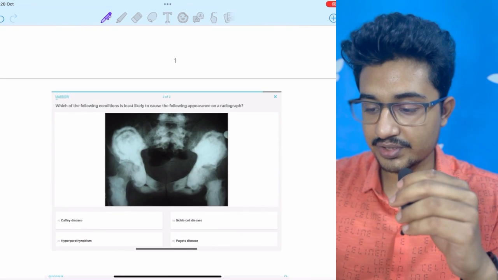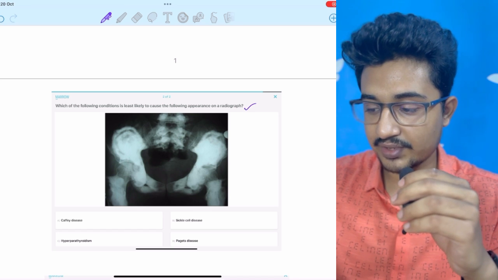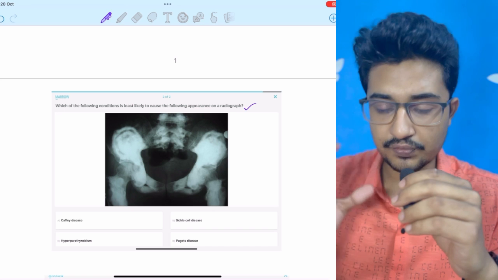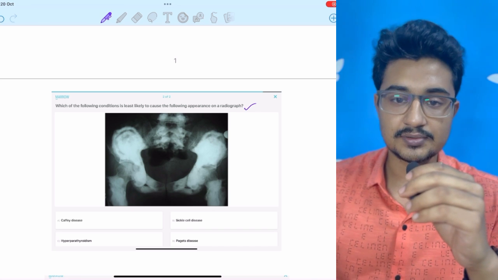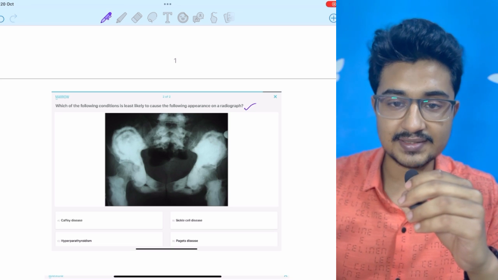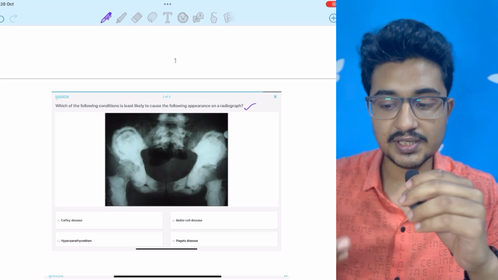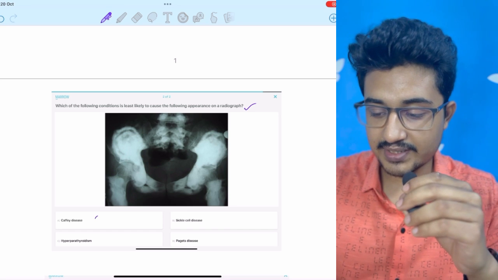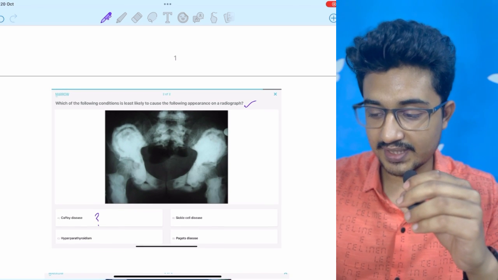Coming to the next question, which of the following is least likely to have the following radiograph appearance? Now, just see and appreciate what you can see in the radiograph. We can see hyperdensity. So in this condition, the bone formation is more. What is Caffey's disease? I don't have any idea. So not going with that.